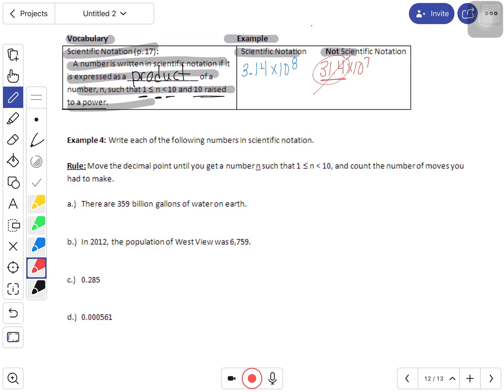So let's give it some practice. The first thing we're going to do is write some numbers in scientific notation. The rule I have is we move the decimal point until you get a number n, such that n is between 1 and 10, not including 10. And then I just count the number of moves I make. So that's kind of what I do.